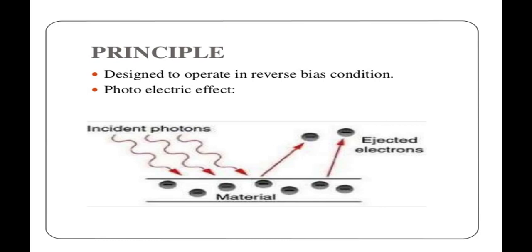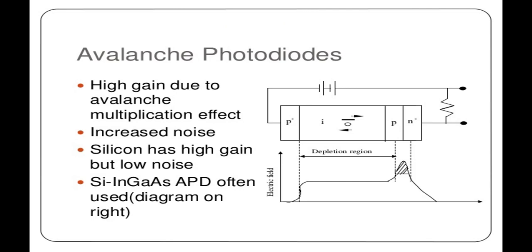The main difference is that it is designed to operate in reverse bias condition, using the photoelectric effect. Light photons incident on the material cause the material to eject electrons, and they pass the energy. Here is the principle of the avalanche photodiode.